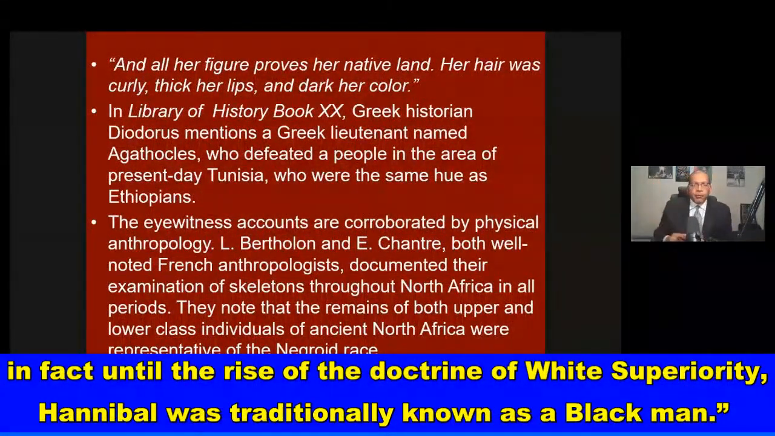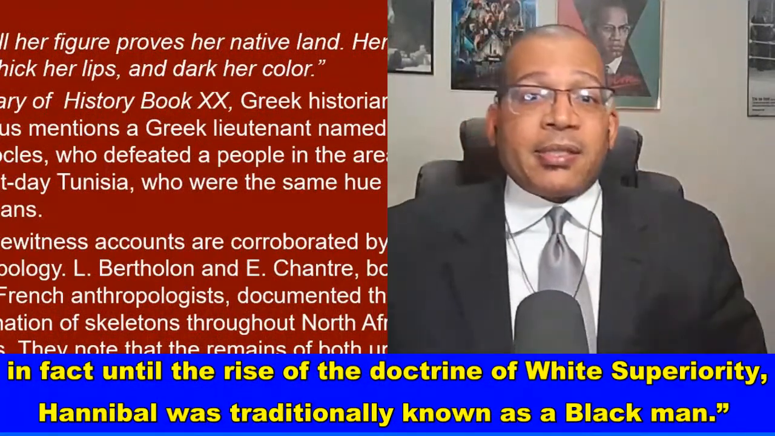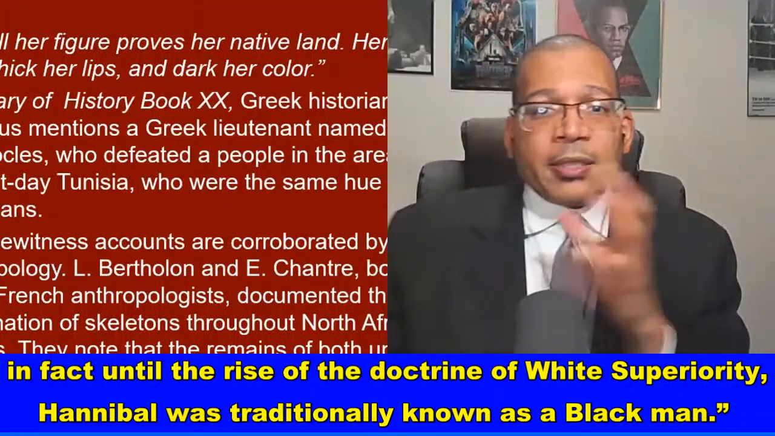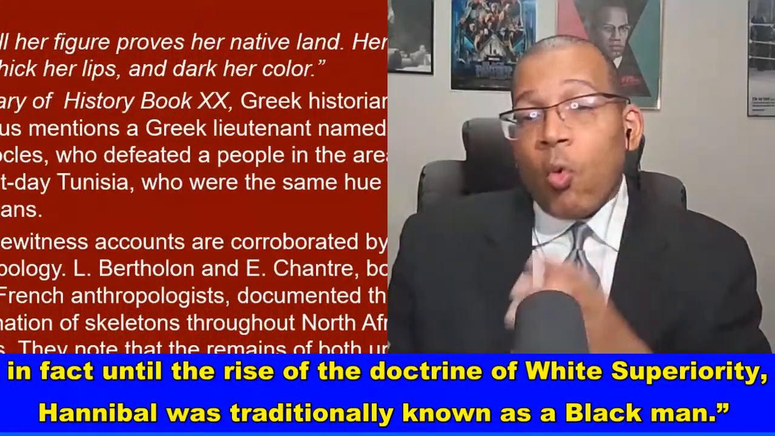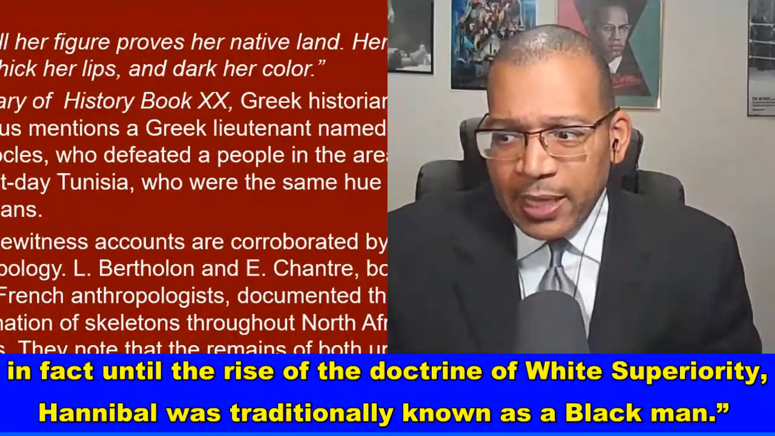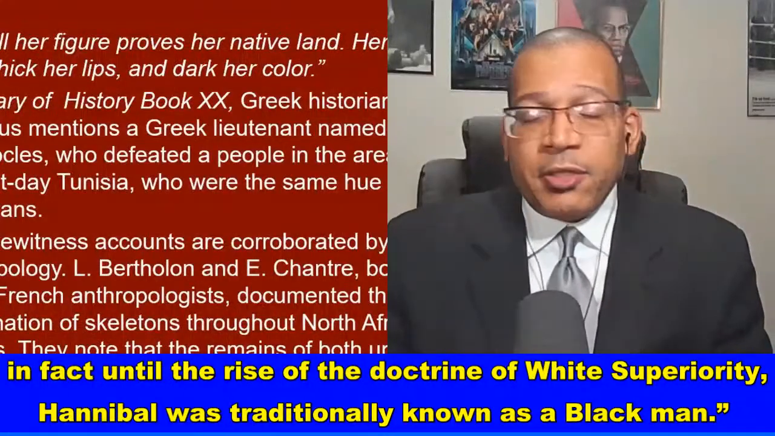Now, in Library of History, book 20, the Greek historian Diodorus mentions a Greek lieutenant named Agathocles who defeated a people in the area of present-day Tunisia in North Africa who were the same hue as the Ethiopians. Now, yes, Europeans also try to say that Ethiopians were white, and when Emperor Menelik II defeated the Italians at the Battle of Adwa in March of 1896, the Italians told the world that the Ethiopians were white because they didn't want the world to know that they were defeated by these African people. So when you research the Battle of Adwa, March 1896, you see that the Italians were embarrassed. So they lied and said the Ethiopians were white.